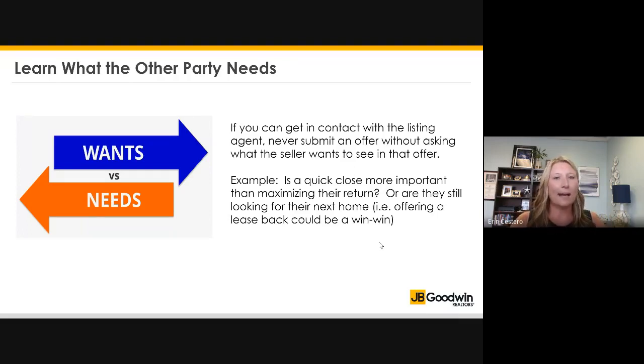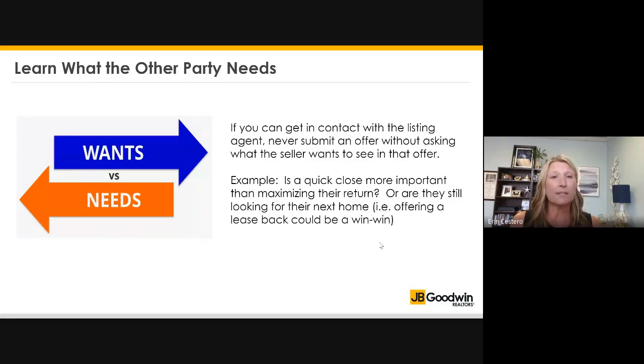If I can find out what they want, a temporary lease back, a long closing, a short closing, something unique, the more I can find out up front, the more boxes my offer already checks for them without having to think about negotiating. So the easier I make it for them, the better. And I've got examples in here for you. Is a quick close more important to maximize their return, or are they still looking for their next home? Ask those questions up front.